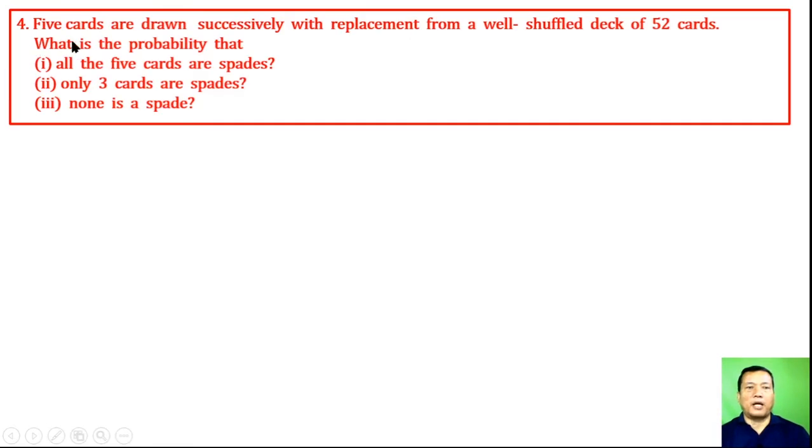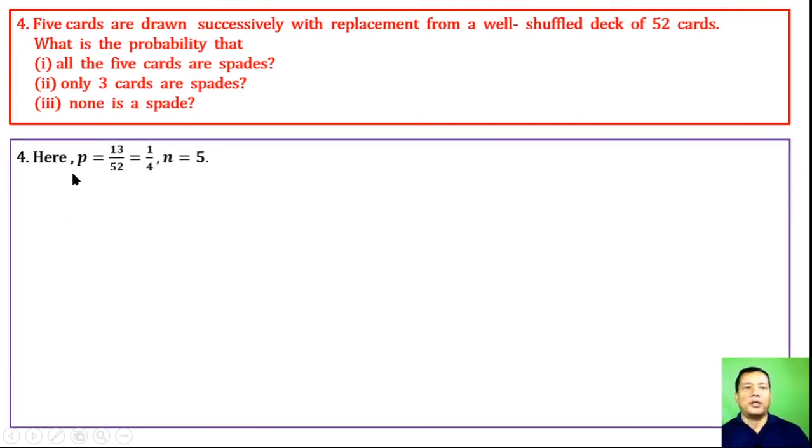Number 4, 5 cards are drawn successively with replacement from a well shuffled pack of 52 cards. What is the probability that all the 5 cards are spade cards? Only 3 cards are spade cards? None is a spade card?